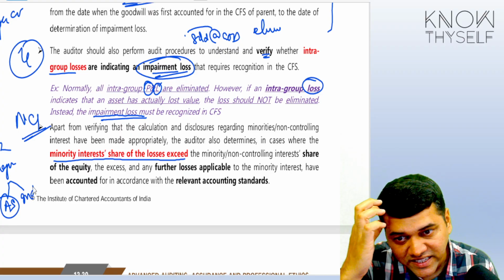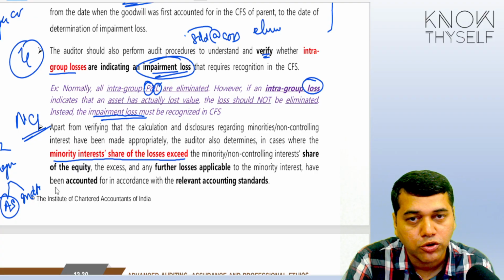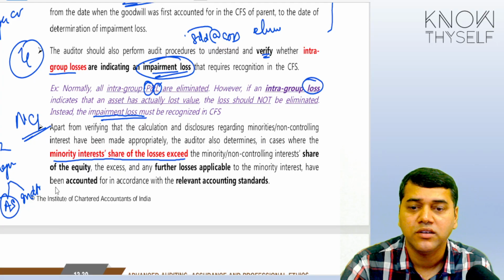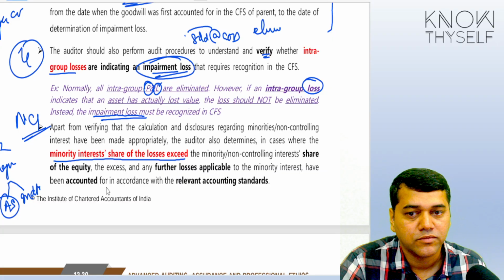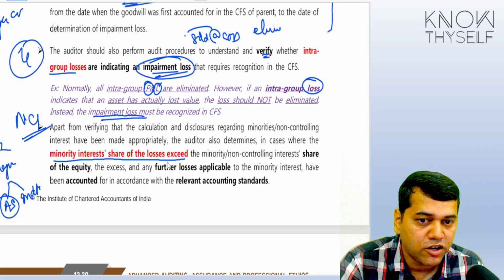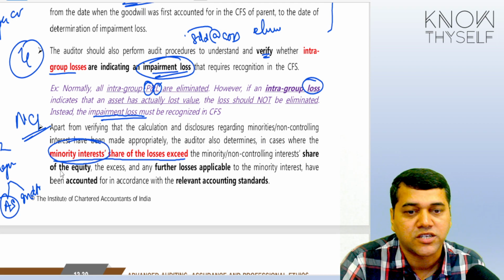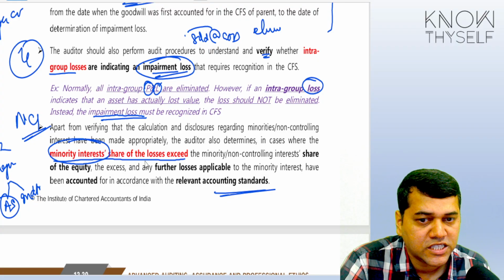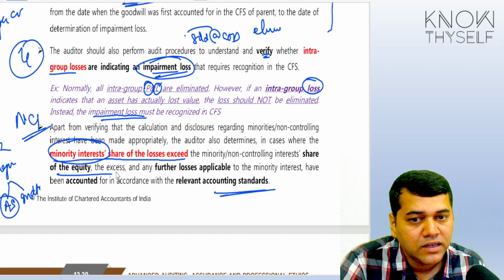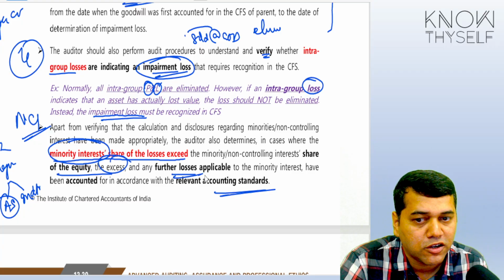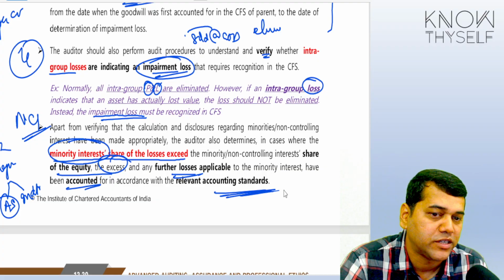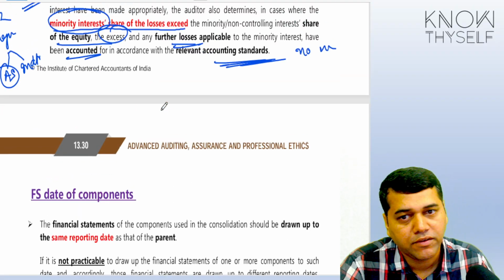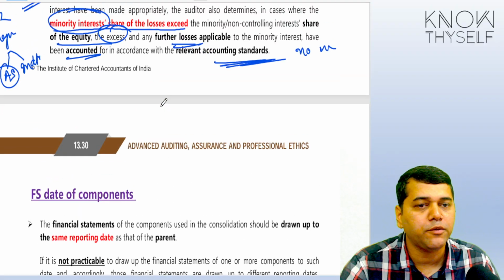But your Ind AS says no, this type of adjustment you don't do. Even though the NCI has a negative balance, you show that negative balance in the financials. Don't charge that loss to the parent. That's why they use the word minority interest, because we are talking about accounting standards. If the minority interest share of loss exceeds its share of the equity, the excess of any further loss will be accounted as per accounting standard. That means no negative balance for minority interest. However, if it is Ind AS, then a negative balance can be shown.